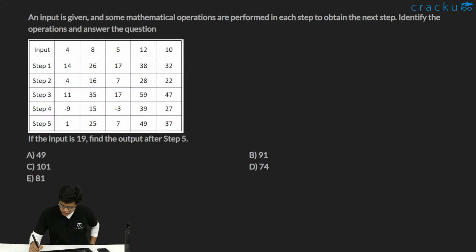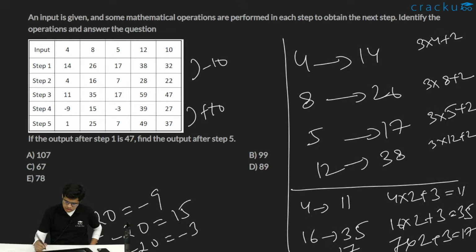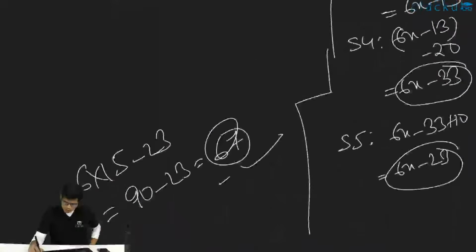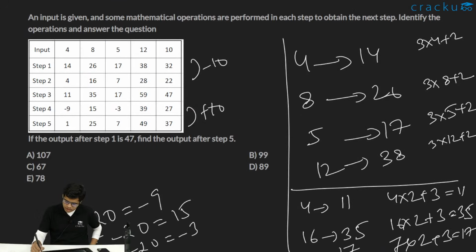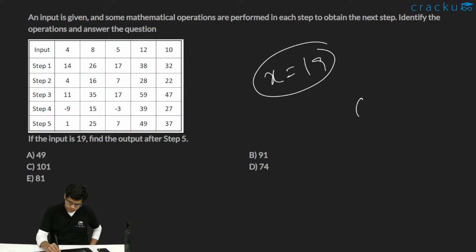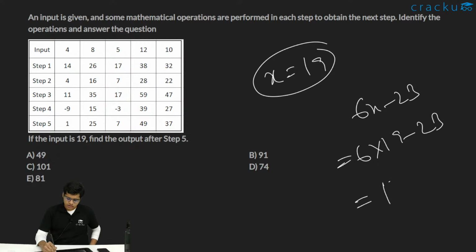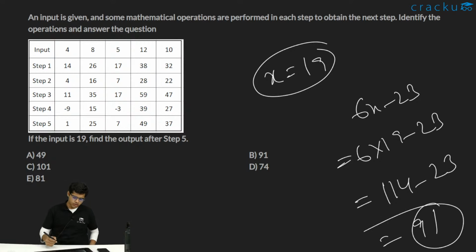Actually, I started with the last question. Okay. Let's start with the first question. So input is 19. So x equals 19. We know what is the output after step 5. After step 5, the output is 6x minus 23. So it is 6 into 19 minus 23. 6 into 19 is 114. 114 minus 23 is 91. Yeah. So Arpit, you are right. Option B is the right answer.